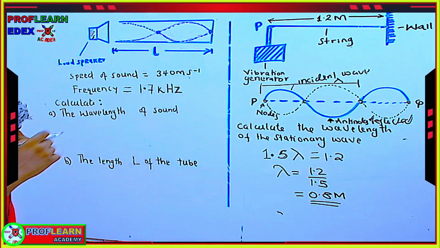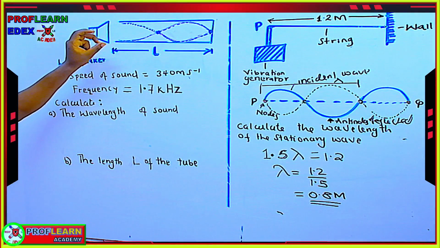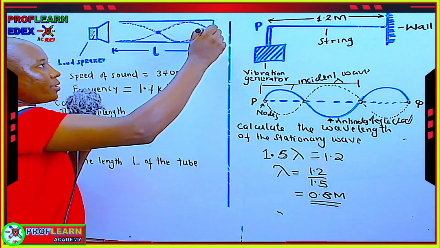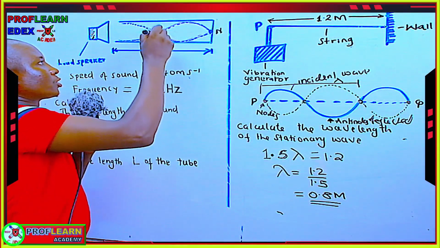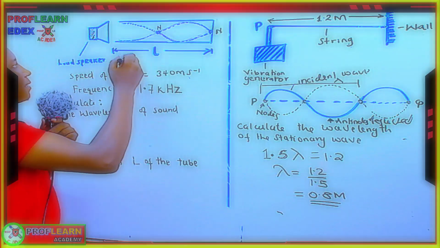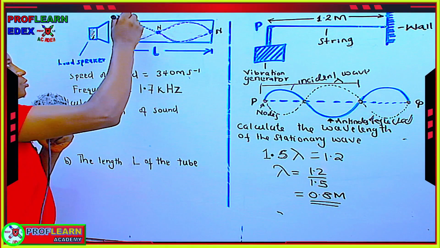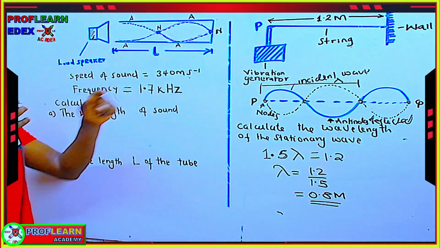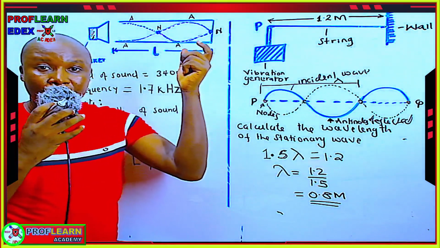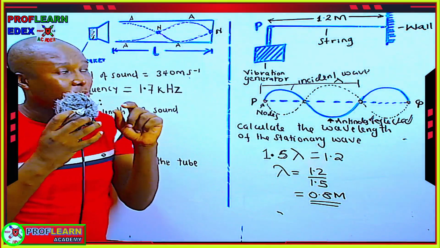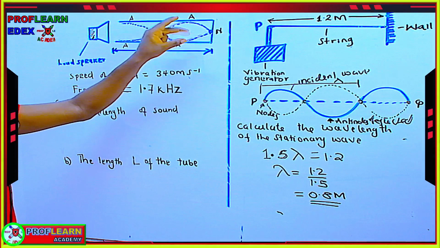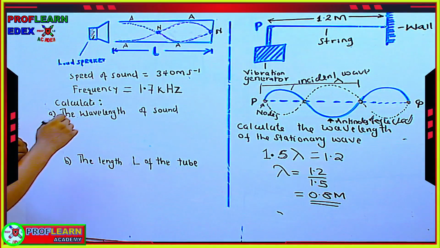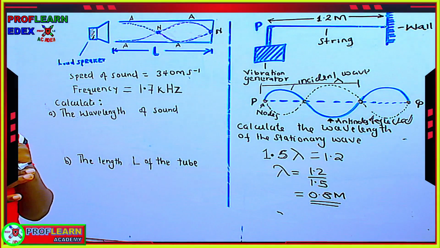Now, on this one, we are told that there is a speaker that produces sound, and the sound travels through, and we can see we have a node at this point. Also, we have a node here. Then at these points we have antinodes. The node is a point where the vibration has zero amplitude, and the particles vibrate with maximum amplitude at the antinodes. You are supposed to calculate the wavelength of the sound.